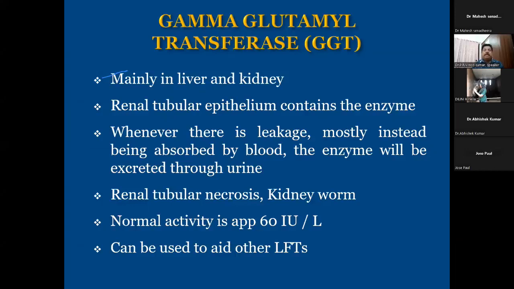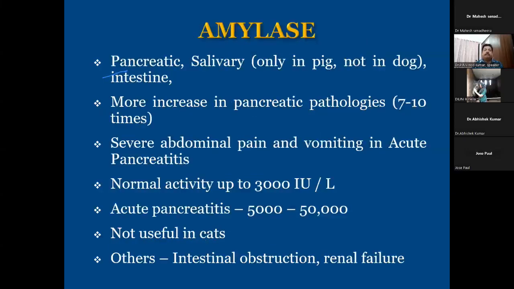And whenever there is a leakage, mostly instead of being absorbed by blood, the enzyme will be excreted through the urine because it is the kidney which is affected. And renal tubular necrosis, kidney worms, etc. It can be used to aid other LFTs. Of course, GGT is not too costly. We can use GGT as a liver-specific enzyme. The normal activity is up to 60 units per liter in the dog, as well as in the cat.